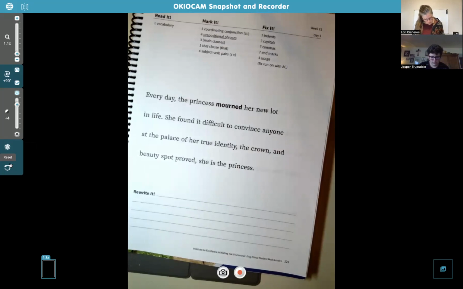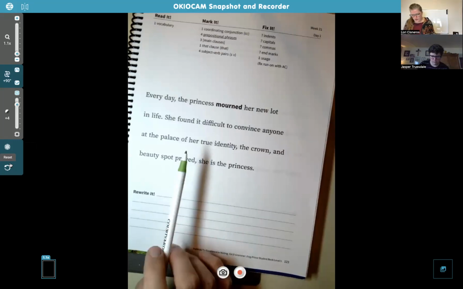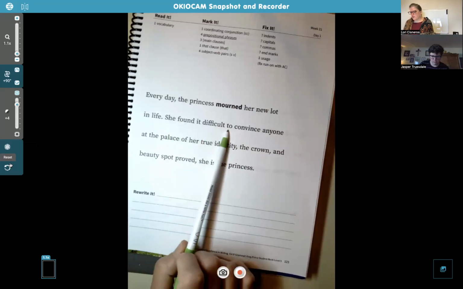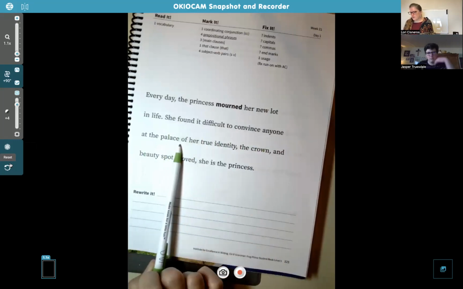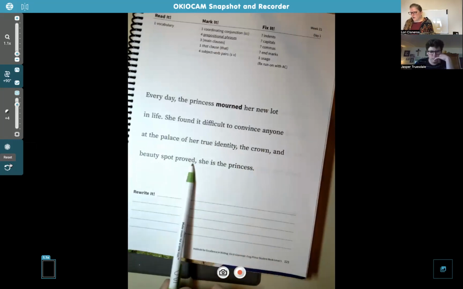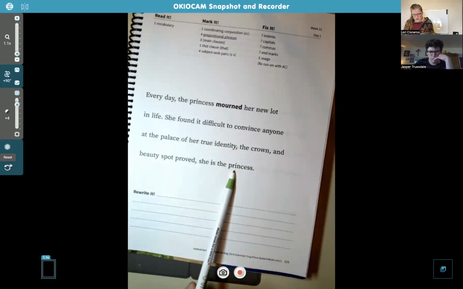Use a comma to separate. Yeah, they do have one answer actually. So I think on this one, right here in the middle where it says she found it difficult to convince anyone at the palace of her true identity, the crown and beauty spot proved she is the princess.